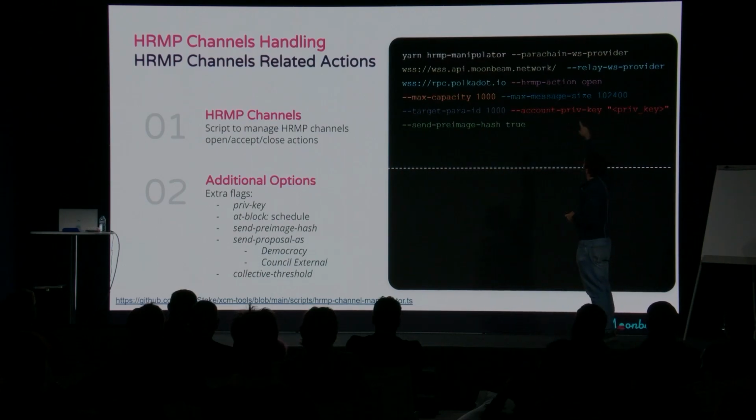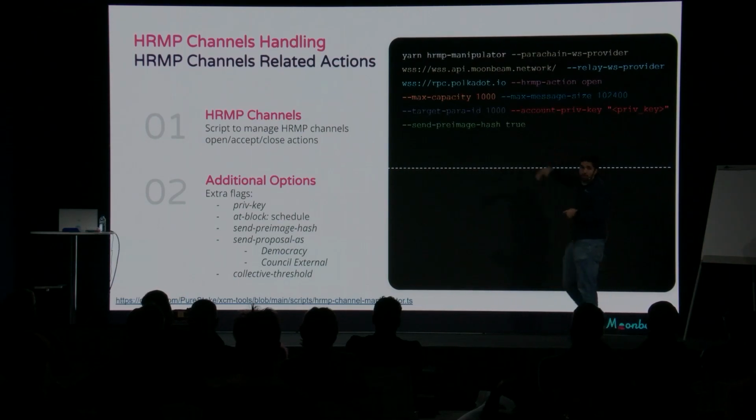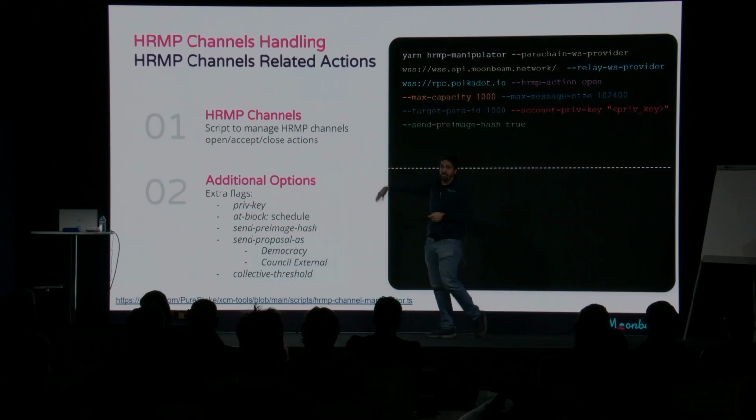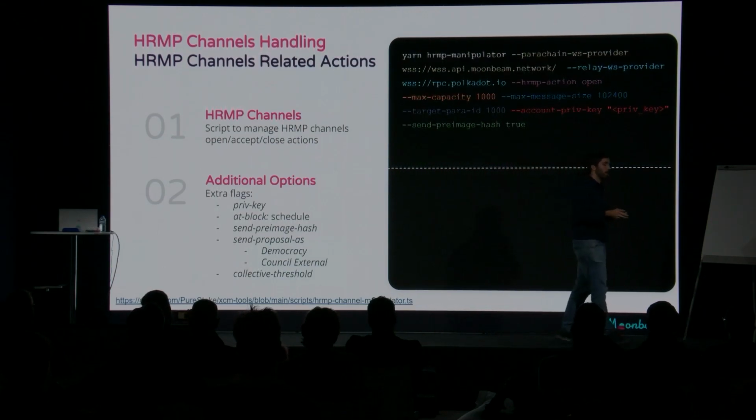You provide the parachain WebSocket, the relay WebSocket endpoint, capacity, message size, target parachain ID, and you can even provide, if you want, the private key just to sign the transaction if it's a democracy proposal. You can actually do it also for council. You can actually schedule it for a specific block. You have multiple tools available at your disposal.